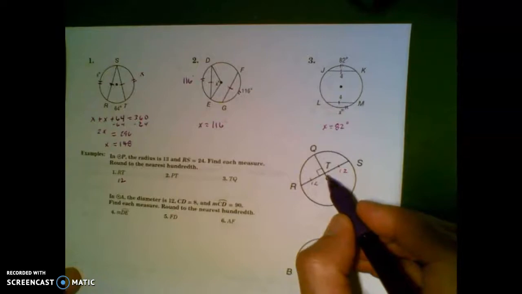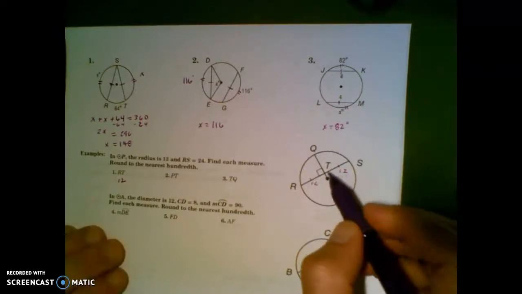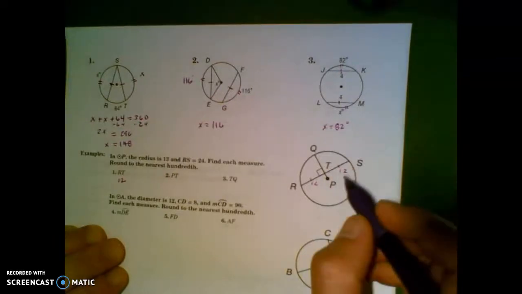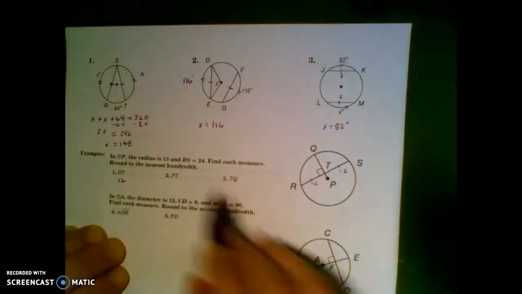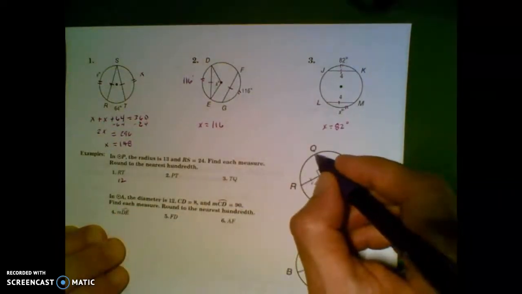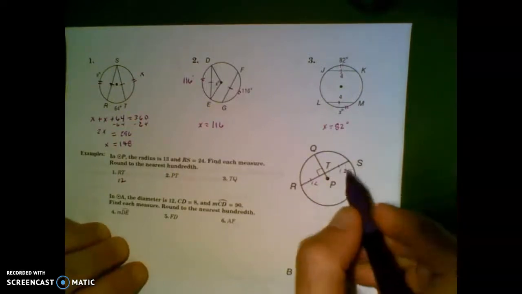PT, that's going to be a little bit harder here. All right, so to figure that one out, I'm going to use the little Pythagorean theorem, I think. So the radius is 13. So QP is 13. See if I can use that to help me.